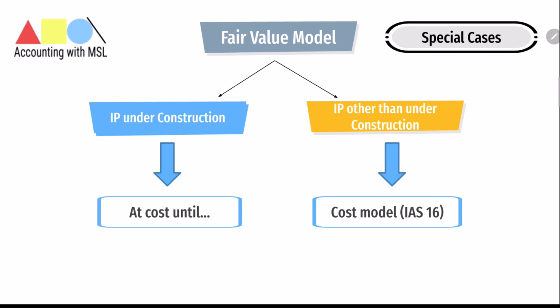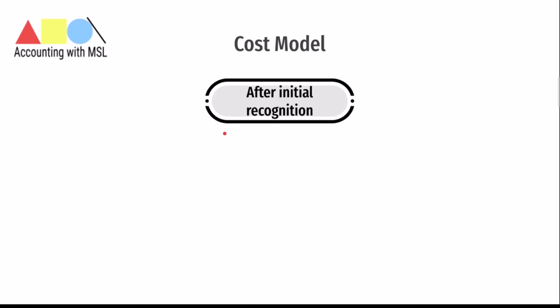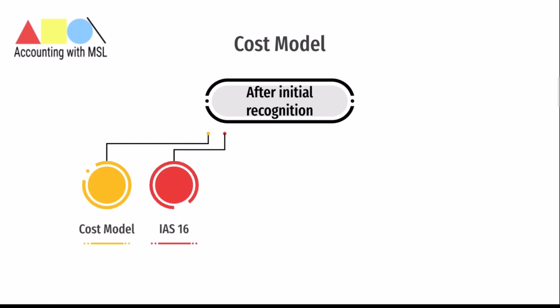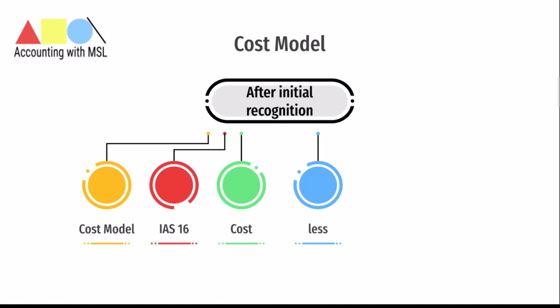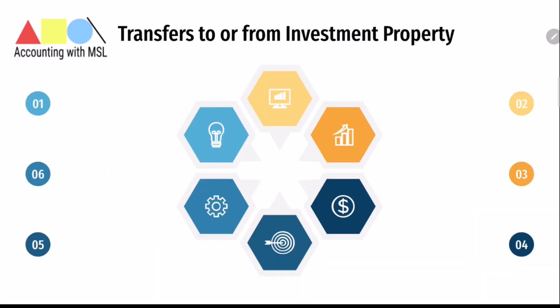Now that we've looked at the fair value model, what are the rules under the cost model? Under the cost model, IAS 40 provides that after initial recognition, investment properties are accounted for in accordance with the cost model as provided for under IAS 16 property, plant, and equipment. That is, it should be at cost less any accumulated depreciation and less any accumulated impairment losses as provided for under IAS 36 impairment of assets.